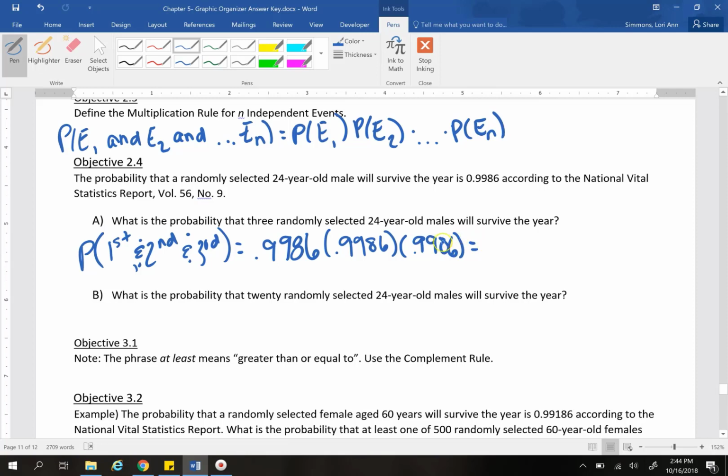You can also write this as 0.9986 to the what power? It happens 3 times, so to the third power. If you do that on your calculator, you should get 0.9958.